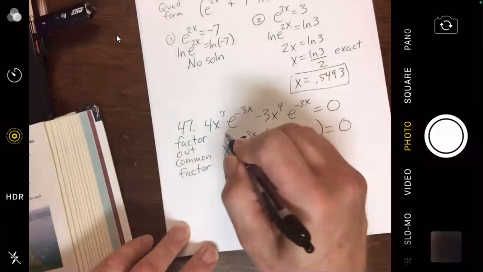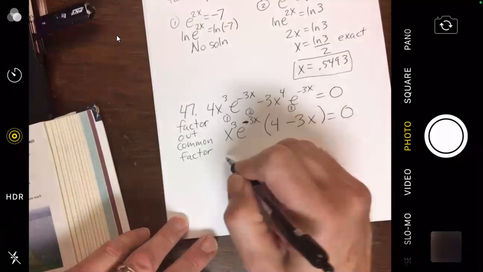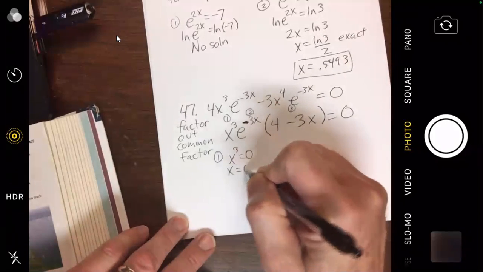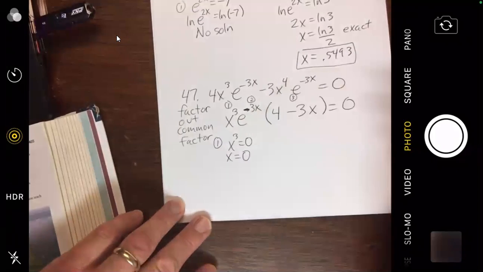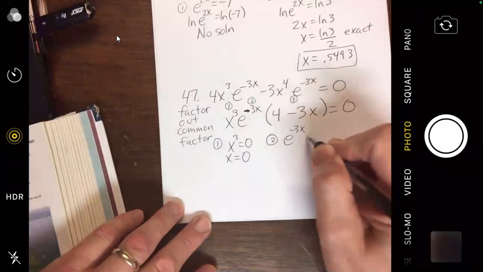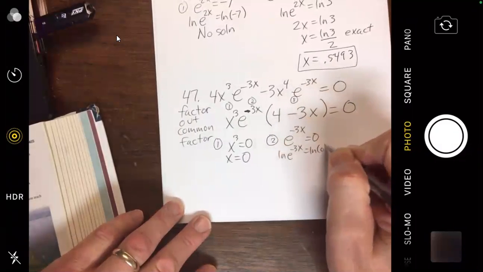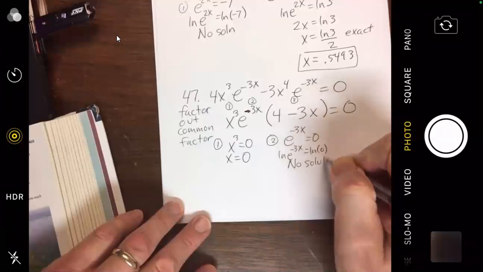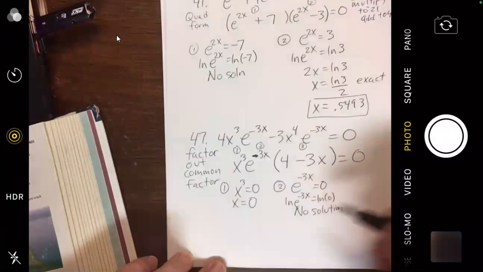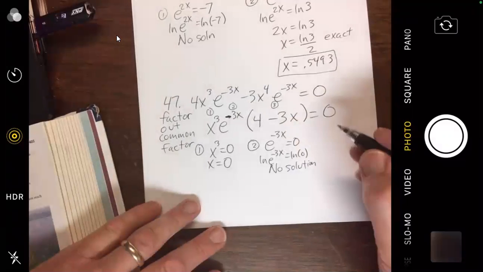Basically, you've got 3 pieces: piece 1, piece 2, piece 3, each piece set to 0. So piece 1, x cubed equals 0. X has got to be 0. If I go e to the negative 3x equals 0 and take a log of 0, this has no solution, exactly like the log of negative 7 up here. Any exponential equals 0, there's no x value that does that.